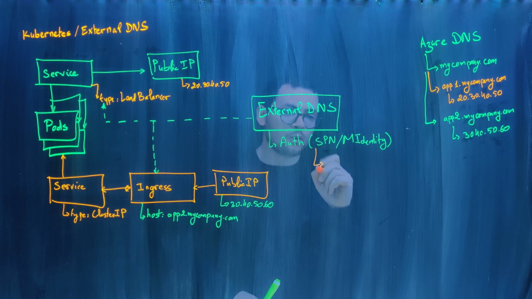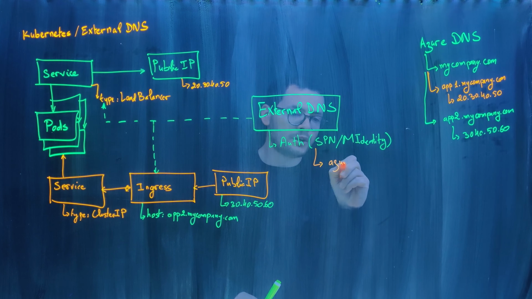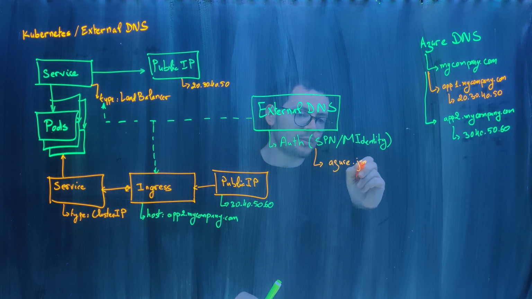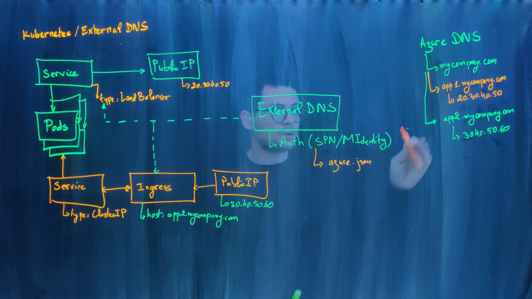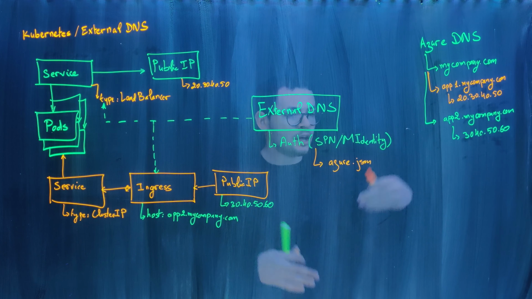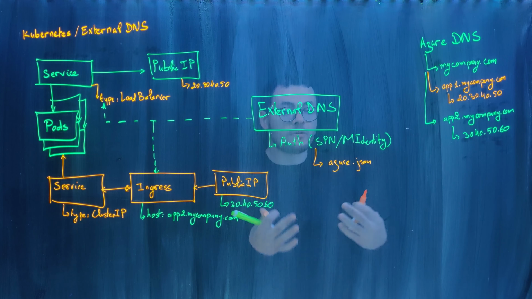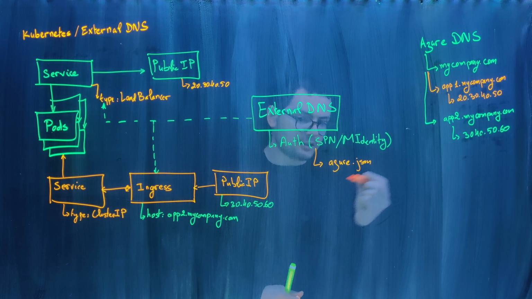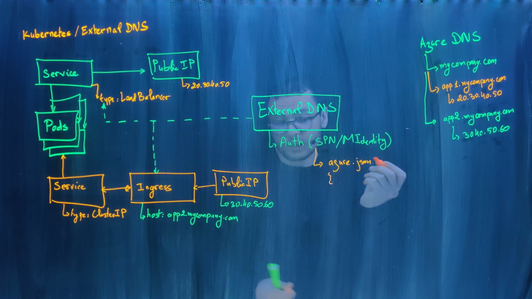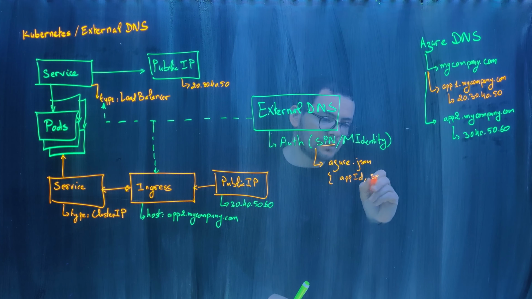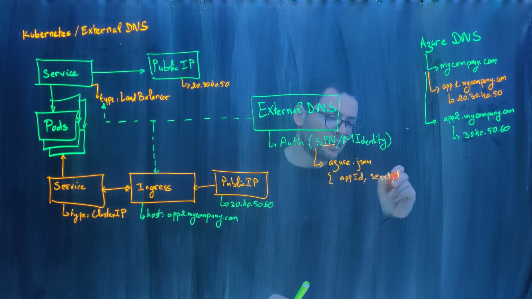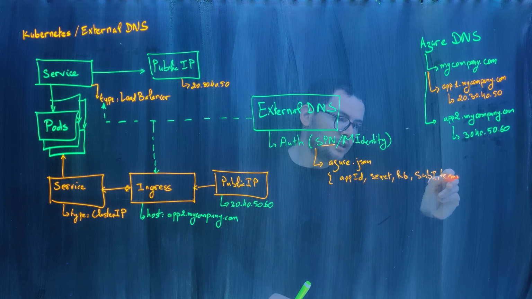So for that service principal, we will create a file called azure.json. Remember, this is specific to Azure DNS. If I'm using another DNS server, and external DNS supports lots of others from other cloud providers, each one would have its own way of authenticating. For Azure DNS, it is that azure.json file. This JSON file will contain the app ID for this service principal, and then it will also contain the secret for the service principal, the resource group, the subscription ID, and the tenant ID.